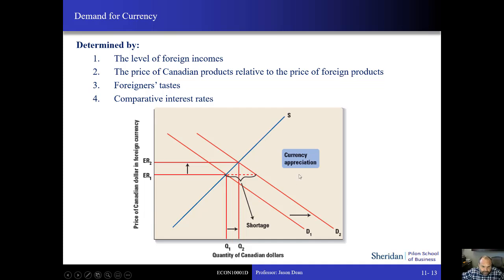Okay, so in this case, an increase in the demand, or a shift to the right in the demand curve, would cause the currency to appreciate, because the way we're measuring it here on the vertical axis is how much foreign currency is needed to buy a Canadian dollar. So if this increases, that means they need more foreign currency. So if a country needs to give up more of their currency to get ours, our currency has appreciated.